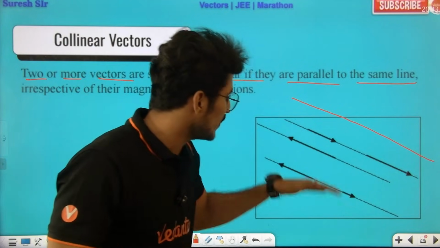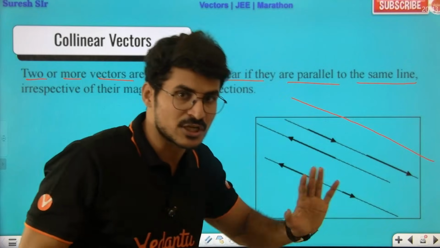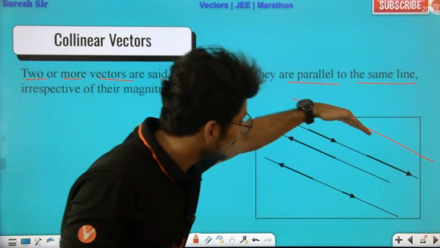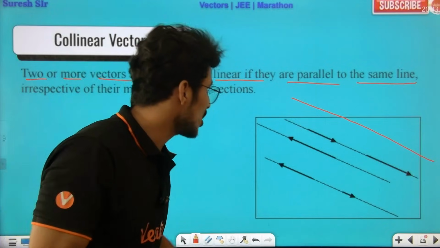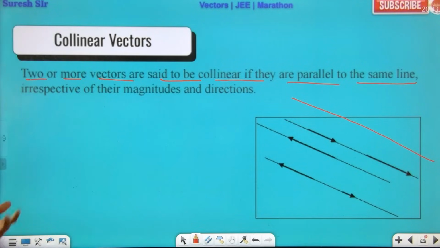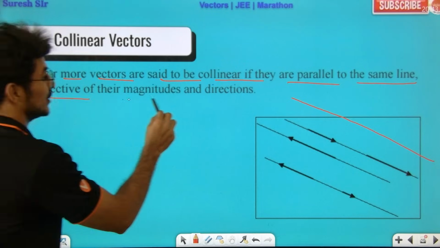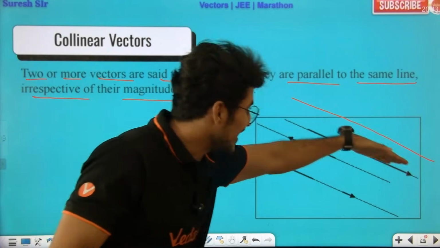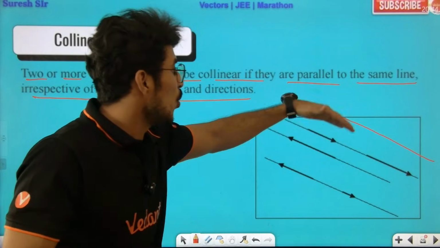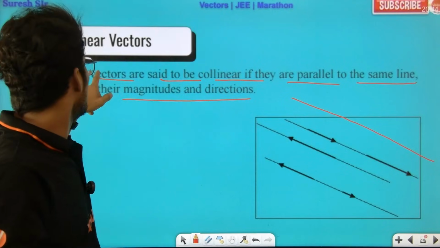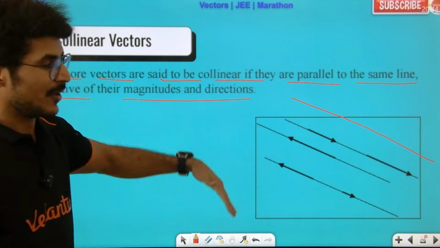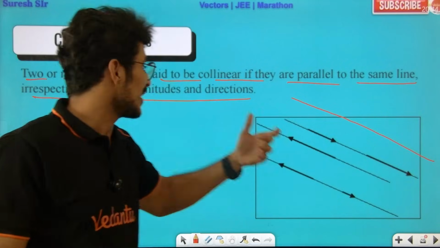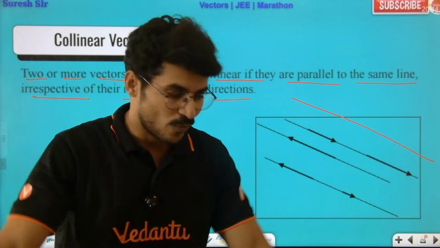You should not mind the directions and magnitudes, you should not keep that in mind. With respect to this line, these all are parallel. Are you getting the point? So that is what a collinear vector is all about. Irrespective of their magnitude and direction, if any vectors are parallel to the same line, they are collinear vectors. With respect to this line, they are parallel. So irrespective of their magnitude and direction, very simple.